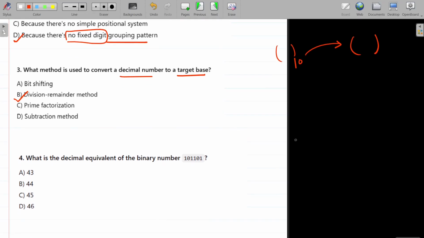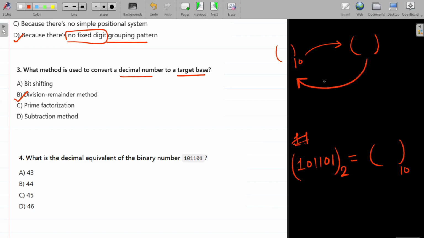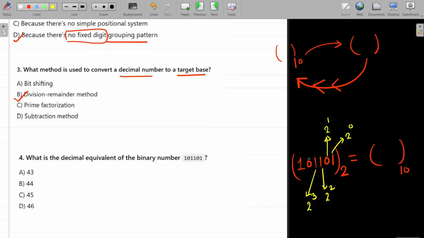What is the decimal equivalent of the binary number 101101? This is in binary, so we should write base 2. And now we have to write the decimal number. From any other number system to decimal, we are going in this direction. So for that, we have to use multiplication with the positional value. This should be multiplied by 2 raised to power 0. This by 2 raised to power 1. This by 2 raised to power 2. This by 2 raised to power 3. This by 2 raised to power 4, and this by 2 raised to power 5. Okay, so let us see.